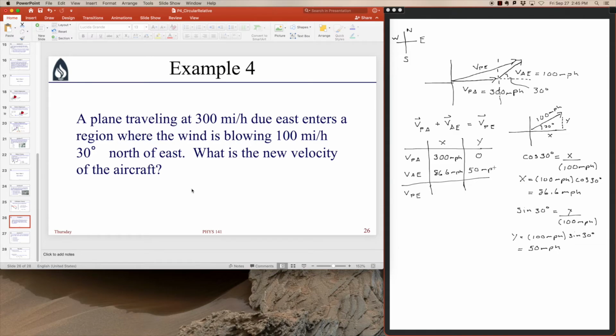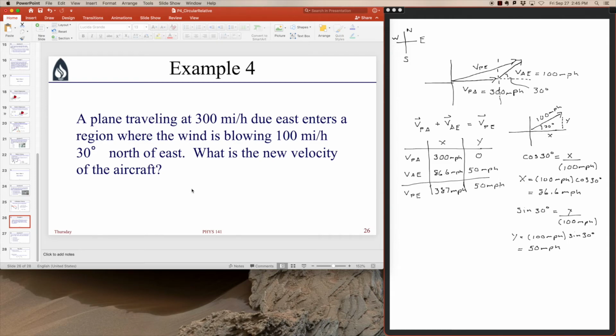So then I can add up my x and my y components. For the x components, when I add them together, I will get 387 miles per hour, just rounding a little bit. And then in the y direction, if I sum the components, I get 50 miles per hour.